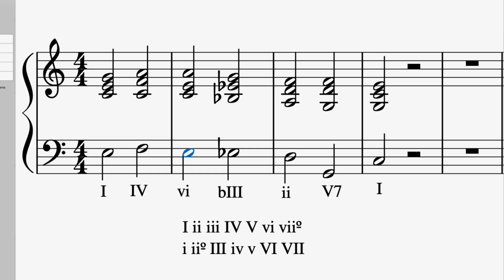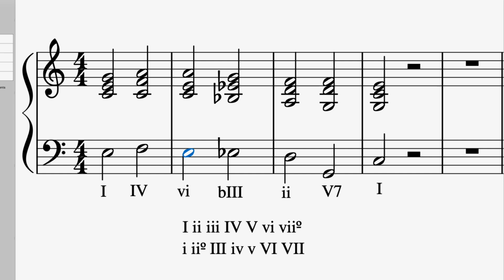All right, so let's give a nice definition for what we're talking about here. Mode mixture. So mode mixture is shifting temporarily from a major key to the parallel minor in a musical passage.